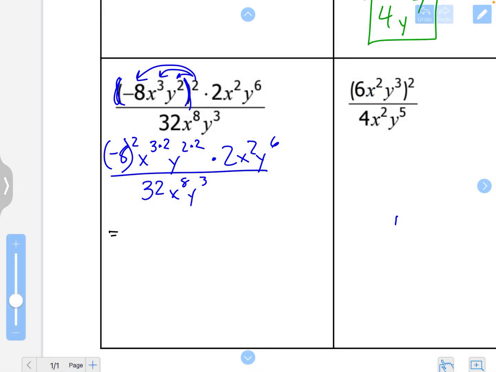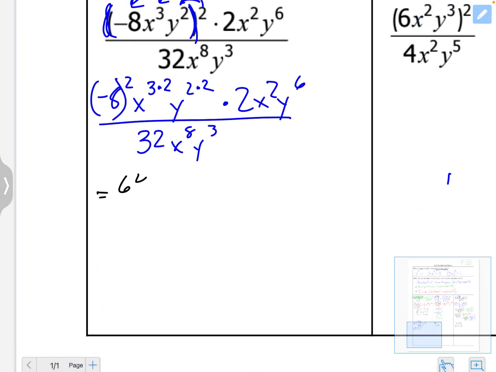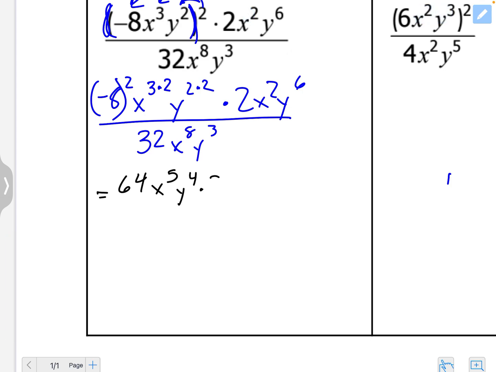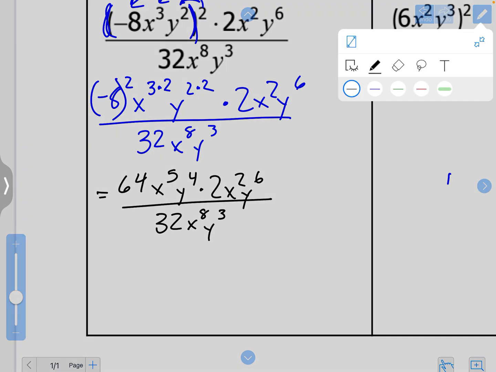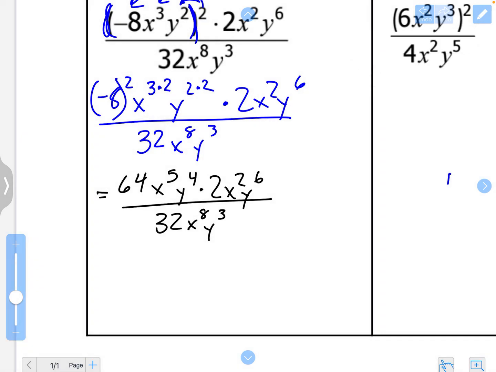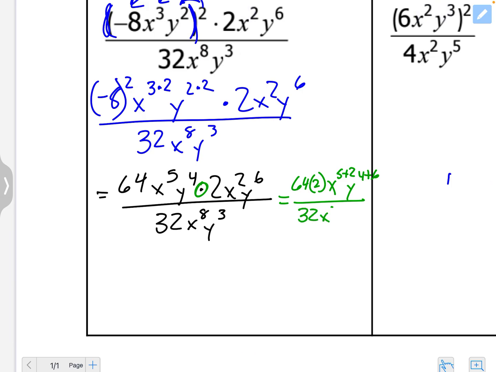So now I need to simplify. So I should get 64 x to the 5th, y to the 4th times 2x squared, y to the 6th, over 32 x to the 8th, y to the 3rd. So now I need to deal with my multiplication sign and multiply across. So I get 64 times 2, x 5 plus 2, y 4 plus 6, all over 32 x to the 8th, y to the 3rd.